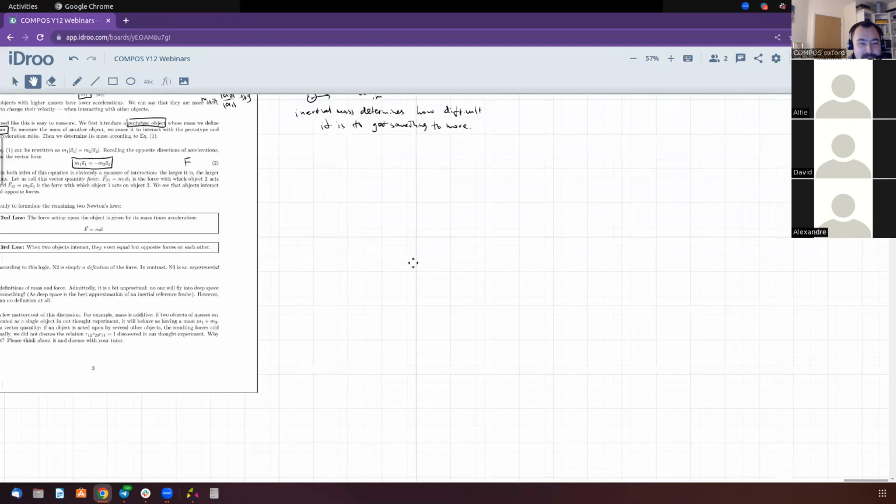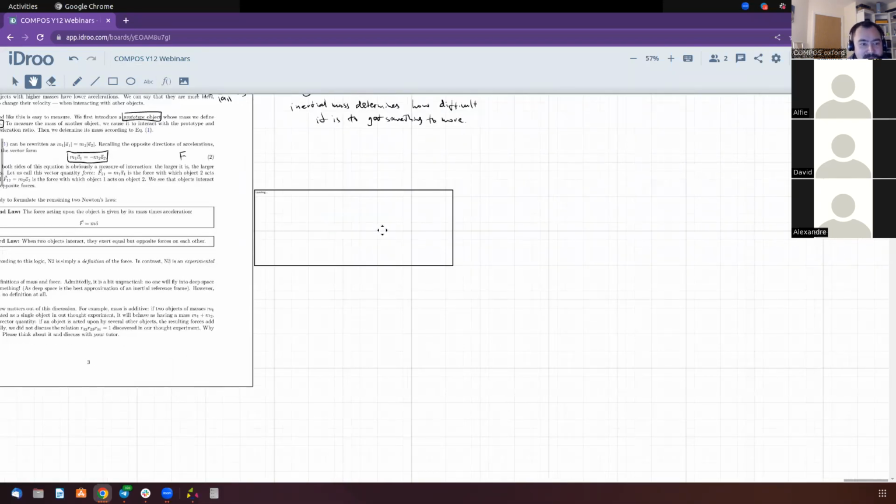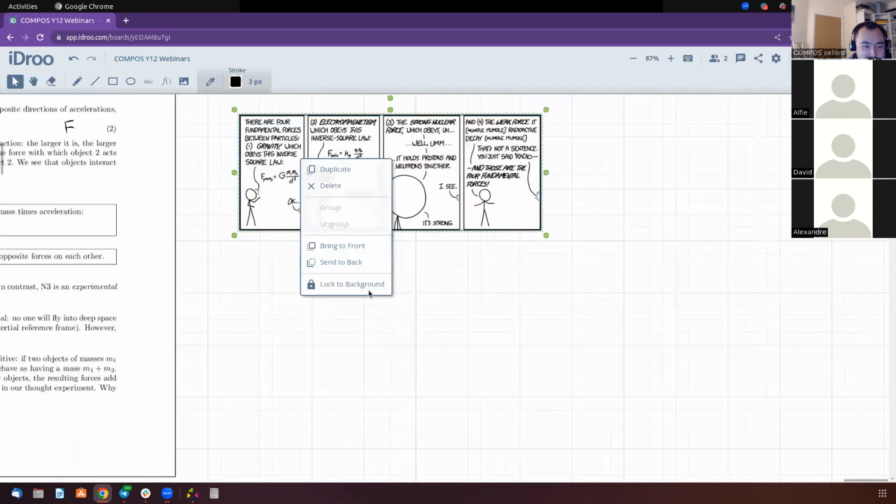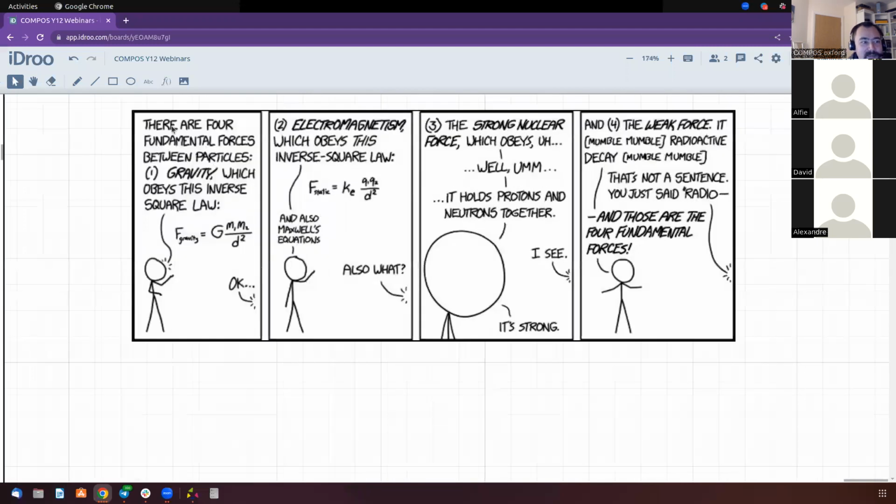I have my favorite XKCD comic, this one. There are 4 fundamental forces between particles. Gravity, which obeys this inverse square law. This is the formula for gravity. Okay.